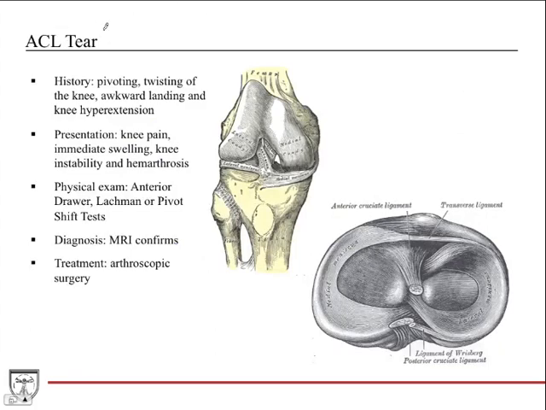So ACL tear, the big way to differentiate an ACL tear versus a PCL tear is the description of how they actually injured themselves, so the history. So ACL tear is going to be very typical for pivoting injuries, twisting of the knee. So often like a soccer player pivoted and ran around somebody, or a basketball player was pivoting, or someone jumped and had an awkward landing and knee hyperextension, because remember the ACL prevents hyperextension. So it's going to be something like this in the history.